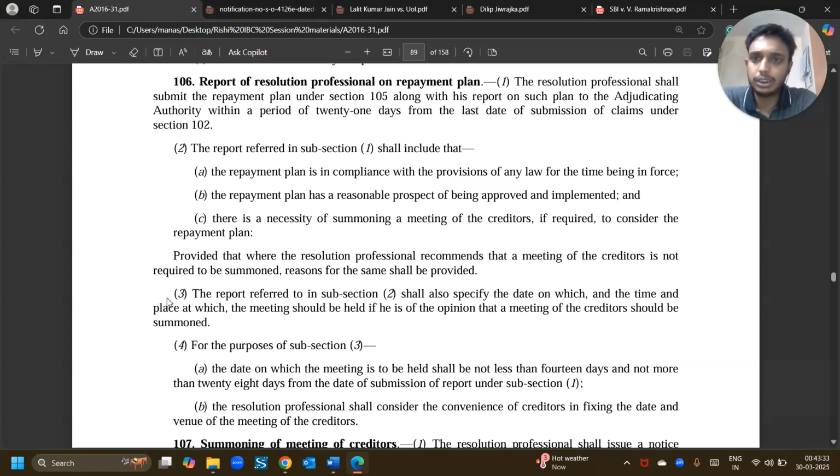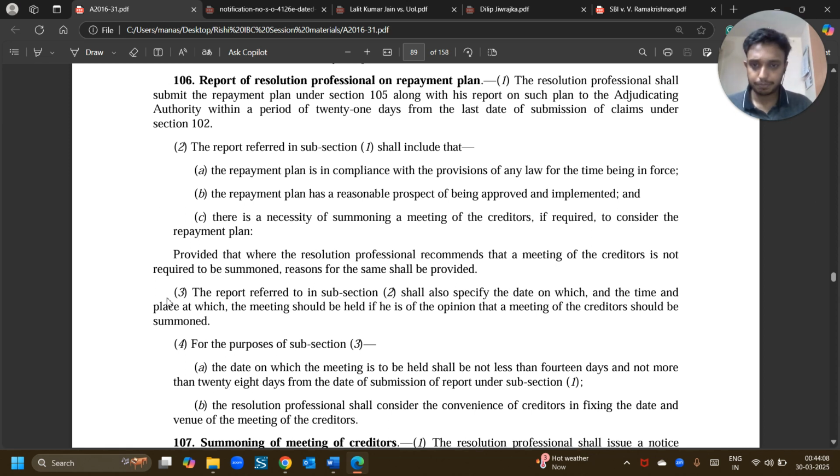Now coming to section 106, which deals with the report of the RP on the repayment plan. Subsection 1 says, the RP shall submit the repayment plan under section 105 along with his report on such plan to the adjudicating authority within a period of 21 days from the last date of submission of claims under section 102. So the last email or the last RPID received by the RP with a claim in it from a creditor, that is the cutoff date, and within 21 days from that date, the RP will have to submit the repayment plan along with his report.